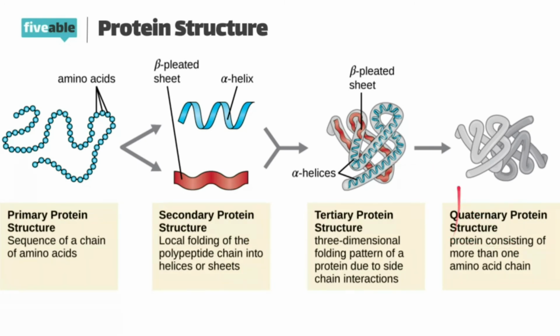So this is where you're starting to get a more functional protein. Quaternary structure is when you have more than one polypeptide together, so more than one primary structure that has been folded. Like hemoglobin has 4 subunits. So you would have 4 primary protein structures that then have to all fold and come together.